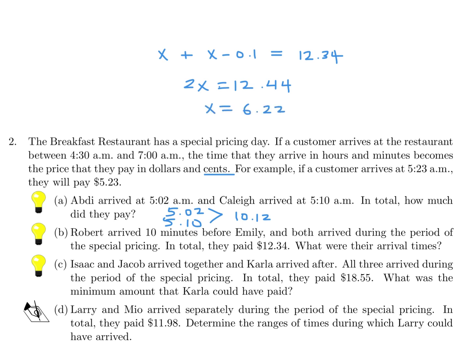So one of these is 6.22, and the other one would be 6.12. So who arrives first here? Robert arrived 10 minutes before Emily. So Robert, I guess, is 6.12, and then Emily is 6.22.